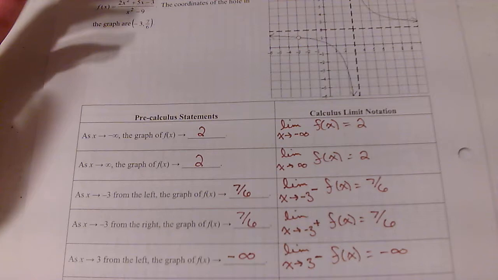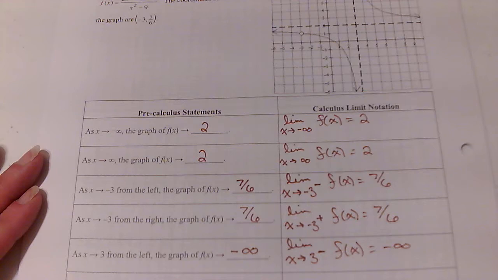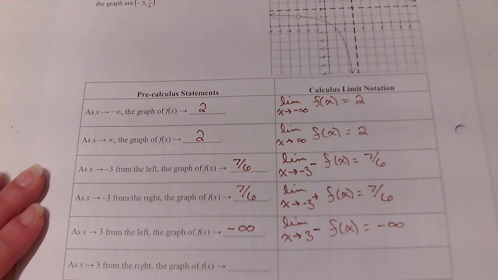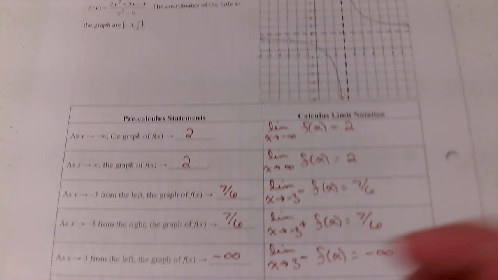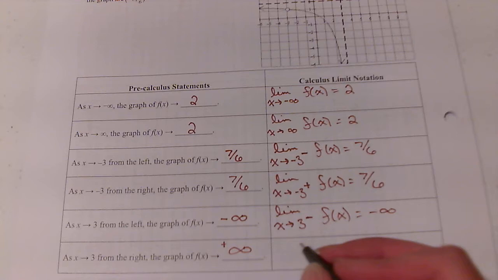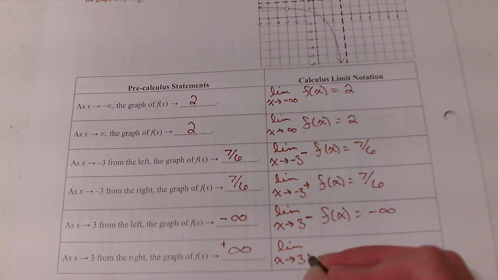As x approaches 3 from the right, the graph of f of x approaches, okay, so from the right side. So what's the graph doing as we go this way? Well, the graph is going up. It's going to positive infinity. And it's fine if you put a plus there to say positive infinity. I tend to like to do that. Coming from the right means we're coming from the positive direction.